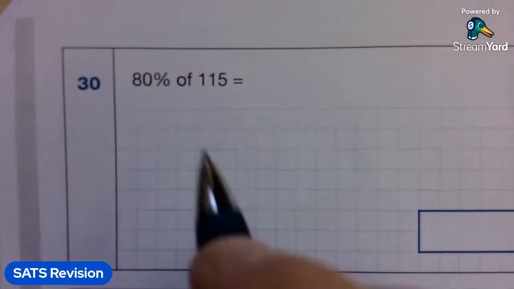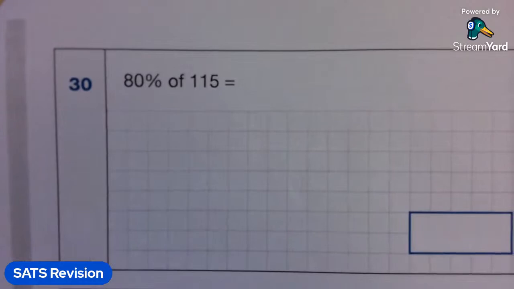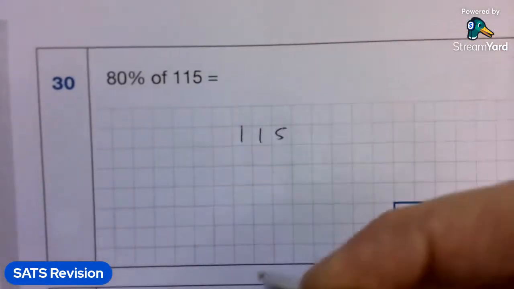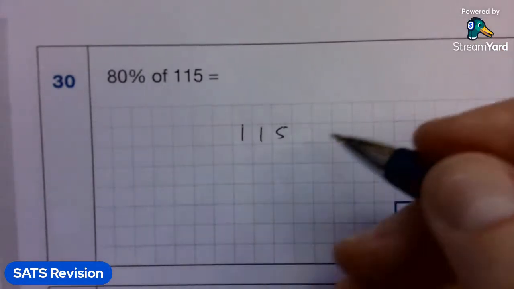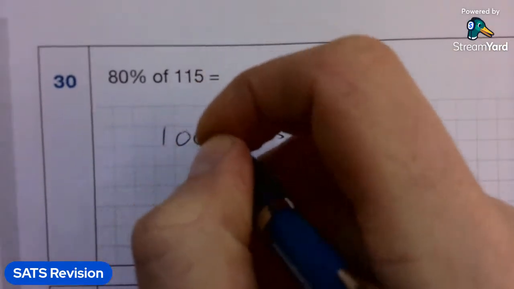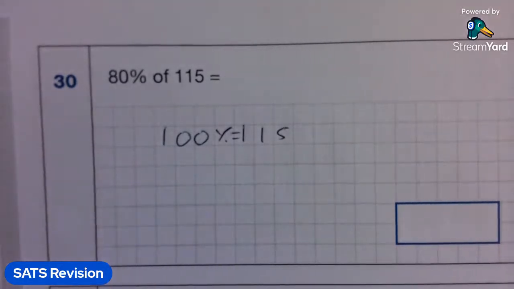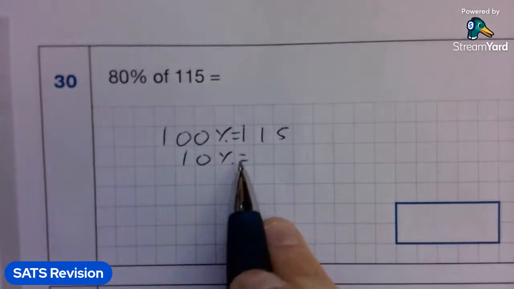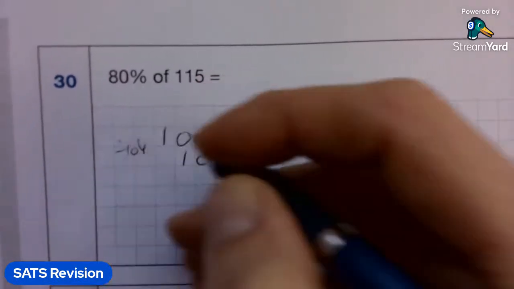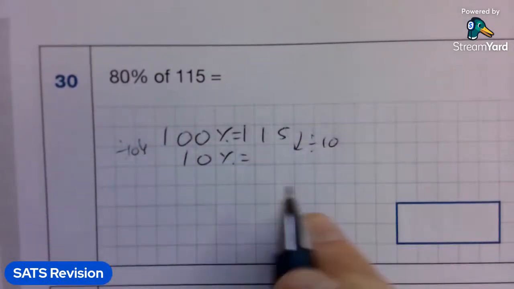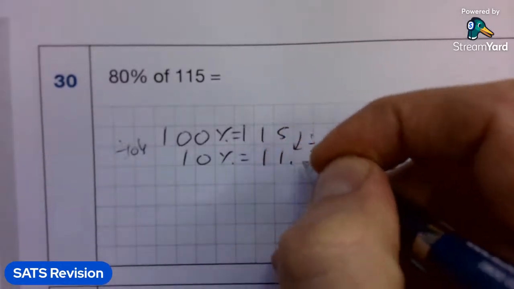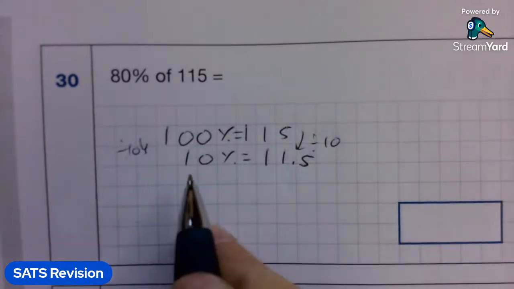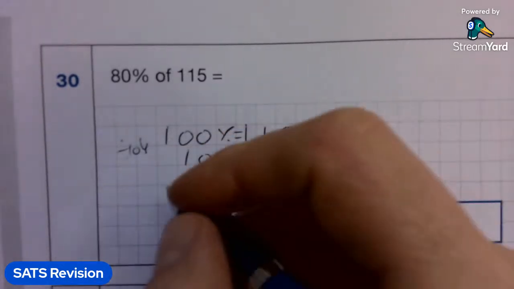80%. Oh, there we go. If you can't see it at all, do comment, let me know. Right. 8% this time, of 115. So a bit awkward. Now, the final answer might not be a decimal, but we're going to get a decimal to begin with. I can see it coming. So 100% equals 115. 10%, so divide it by 10. Divide it by 10. So now that's going to be 11.5.